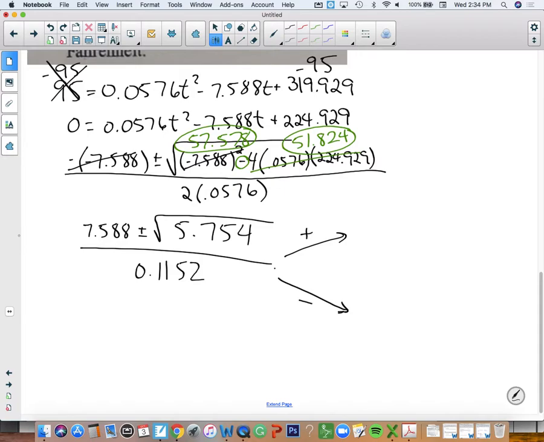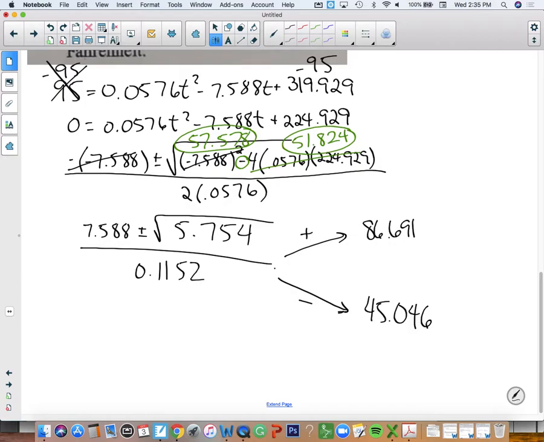Okay, when I do a plus, 7.588 plus the square root of 5.754, divided by 0.1152. Our first answer is 86.691. Okay, our second answer, we're going to do 7.588 minus that square root, 5.754, and then divided by 0.1152. That one gives me 45.046. Okay, those are your 2 answers.